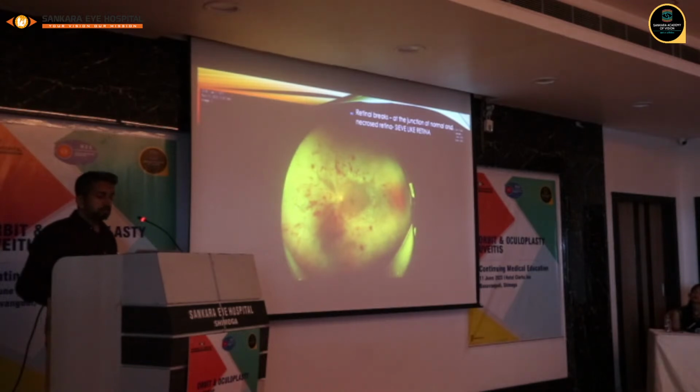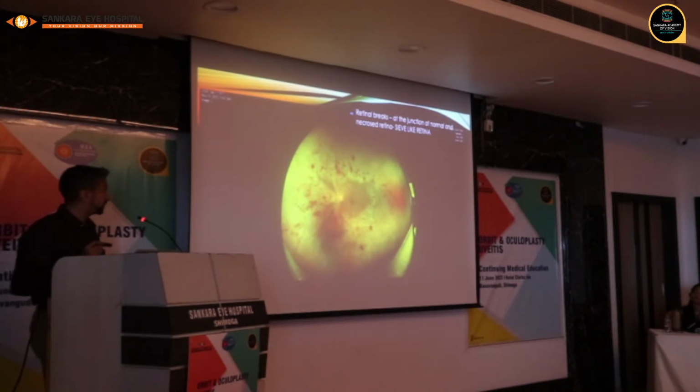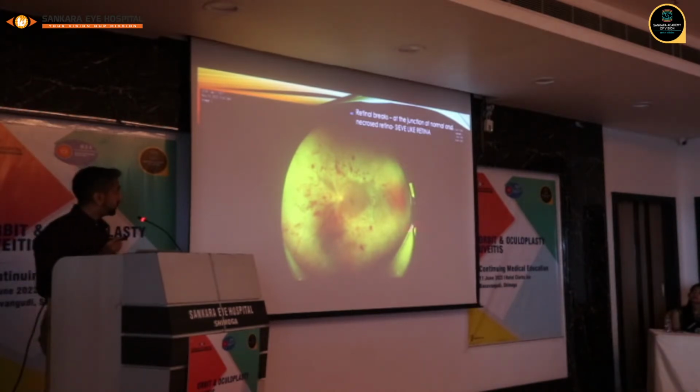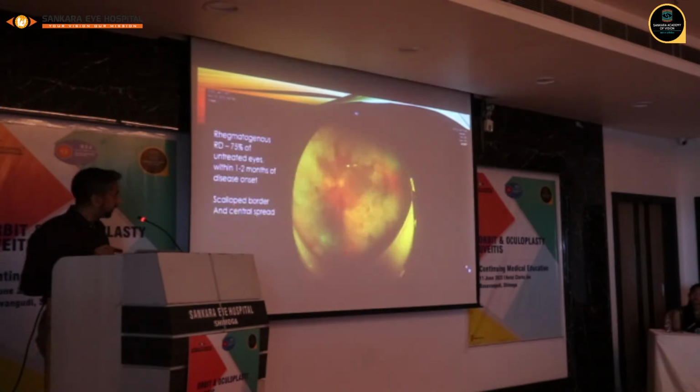I'd like to thank Dr. Giriraj Vibhuti from MM Joshi Institute, Hubli, for providing me these beautiful images. You can see that there is this peripheral retinitis that is slowly creeping up to the center. The fovea is right now still unaffected. You have a very sieve-like retina, which eventually worsens. You can see the scalloped border here. There is a lot of vitritis, and a lot of optic neuritis also.